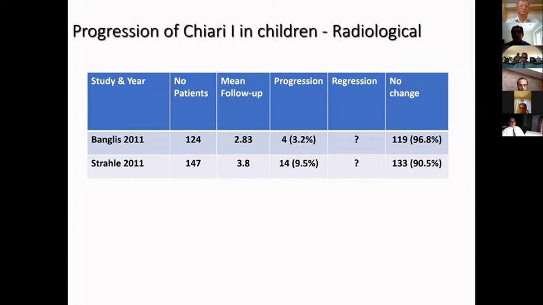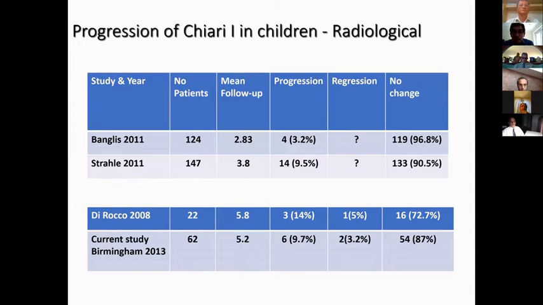And then later, in the last sort of 10 years, two large studies, Professor De Rocco's study in 2008 and our current study, which we presented in 2013, demonstrated a much larger progression and also some regression, because our follow-up was longer. So it was more than 5 years. And in these patients, there is definitely greater progression between 10 to 14%, but there is also 3 to 5% regression, spontaneous regression of the Chiari.